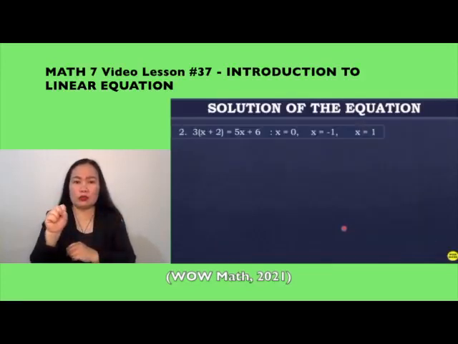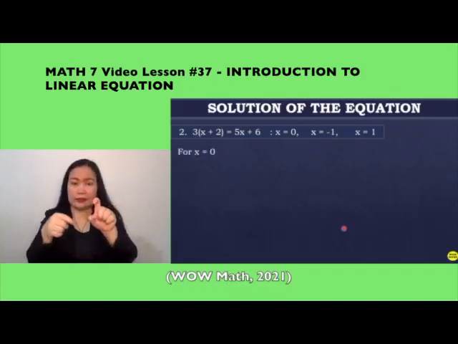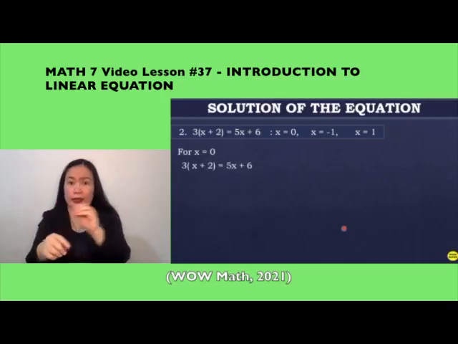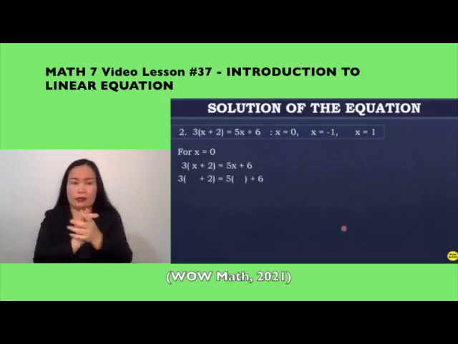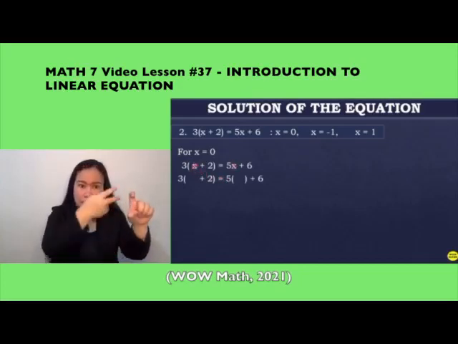Let's have another. So, I have here 3 times the quantity of x plus 2 is equal to 5x plus 6. So, we will determine which one is the solution. So, I have here x is equal to 0, negative 1, and positive 1. So, itry natin si 0. So, ilalagay natin si 0 dito sa mga x natin. Ito po. So, since dalawa po yung x mo dito, dalawa po yung ilalagay natin dyan.